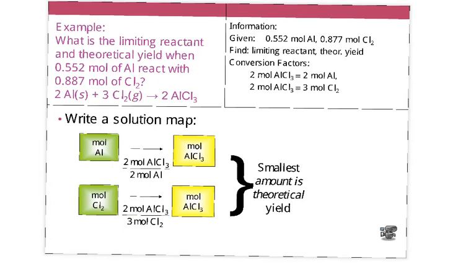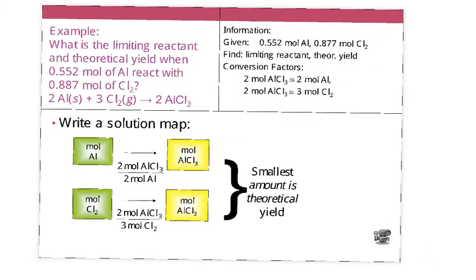What is the limiting reactant and the theoretical yield when 0.552 moles of aluminum react with 0.887 moles of chlorine gas? And we want to look at our solution map, and we want to figure out the moles of aluminum that we have. We want to convert it to moles of our product here, which is aluminum chloride, right? And then we also want to take the other reactant, chlorine gas, and convert from moles of chlorine to moles of aluminum chloride, right? And the smallest amount that we have is going to be our theoretical yield.